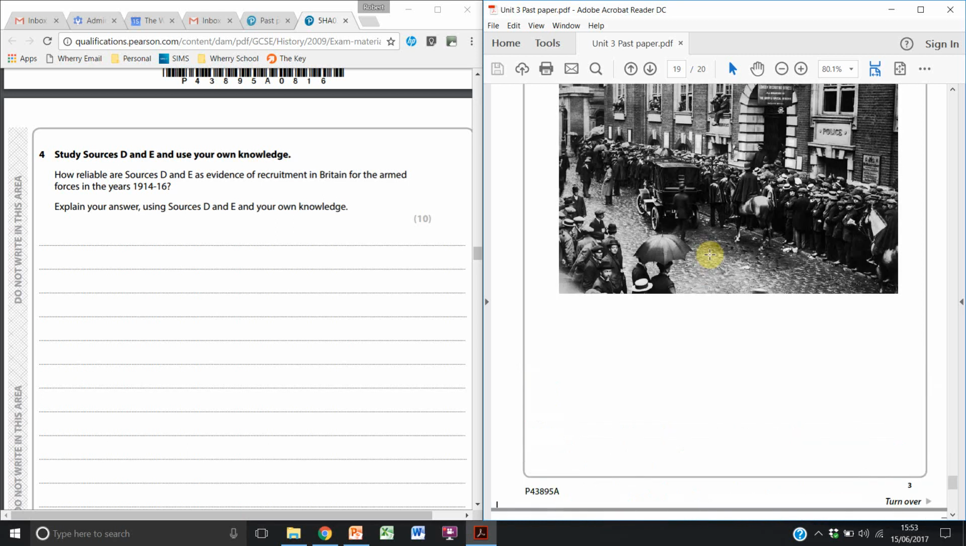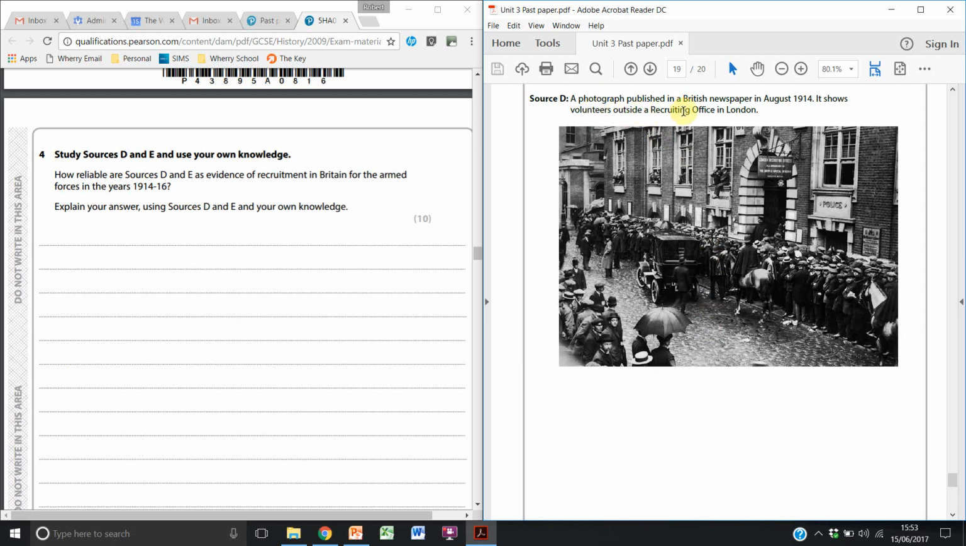So if you have this example here, this photograph, a photograph published in a British newspaper in August 1914. It shows volunteers outside a recruiting office in London. Now we know that in the very first few months of World War I, there was huge excitement amongst the British population, and there was a huge rise in the numbers of people volunteering to fight in the First World War. And these sorts of queues were happening. So there's elements of this source that are reliable. We know that there was this early enthusiasm for the war, and that there were queues going around the corner of men looking to fight.